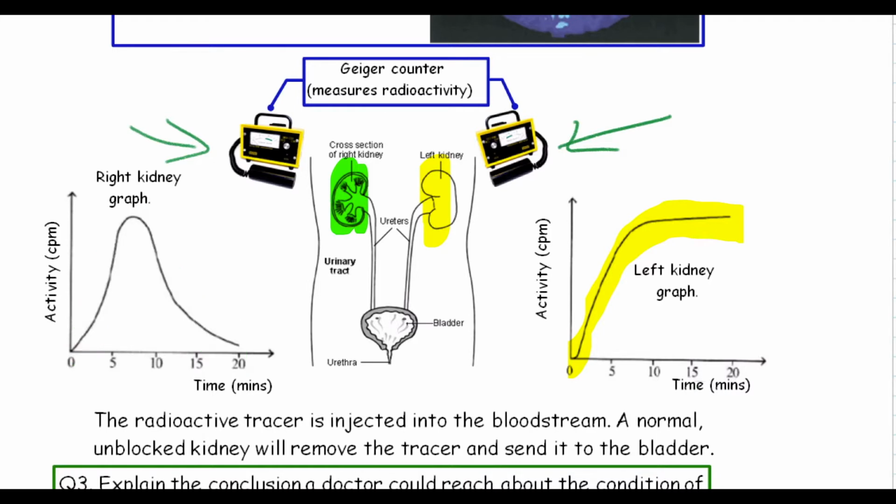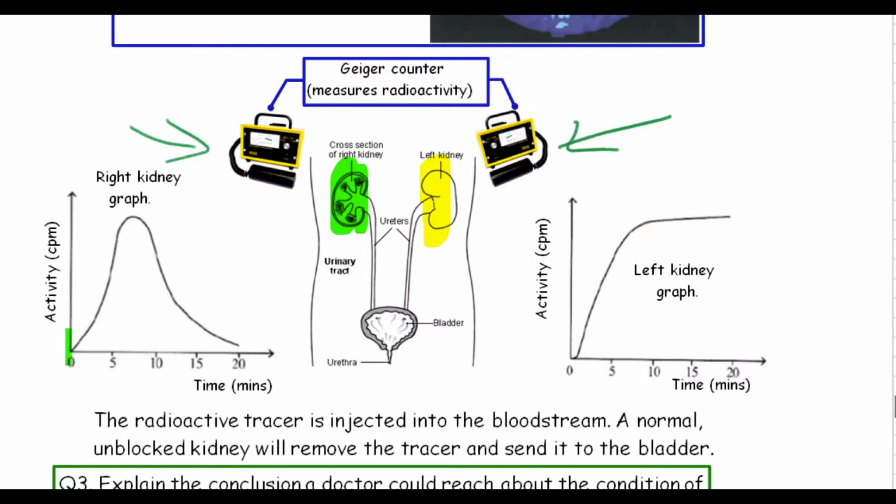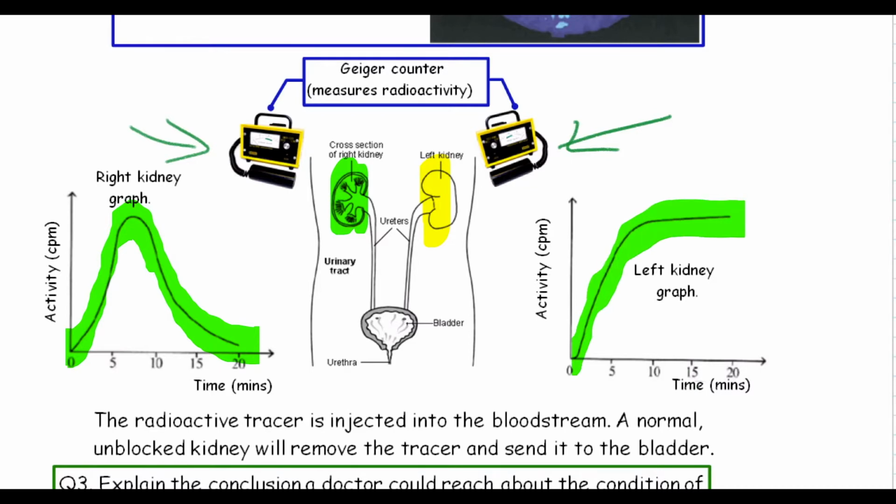And you can see that the right kidney, if you look again at the left and the right kidney and look at the graphs, it shows that in the right kidney, after injection, the activity rate goes up after 5 minutes, and then after 10 minutes, the kidney starts flushing that radioactive substance out of the kidney into the bladder. Whereas with the left kidney, unfortunately, it's not working properly. It's not flushing the radioactive substance out.